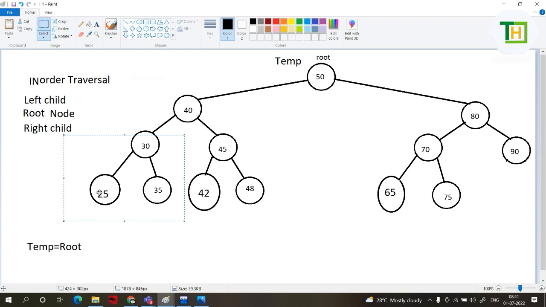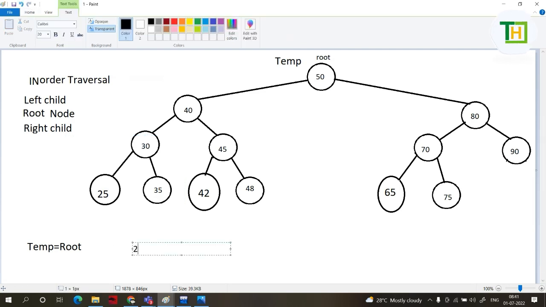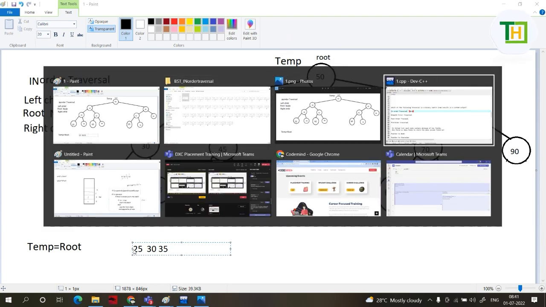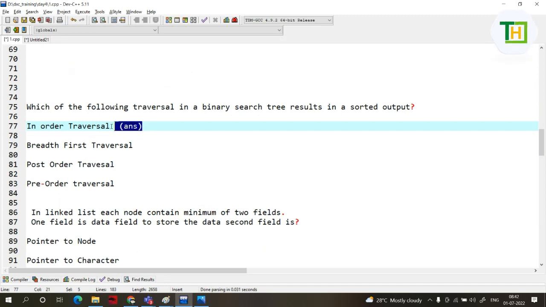How am I going to traverse? Left child, root node, right child. The Inorder traversal of this subtree is left child, root node, right child. Here the answer is going to be 25, 30, and 35. If you observe here, it is in sorted order, ascending order. That's why the answer is Inorder Traversal. Clear?